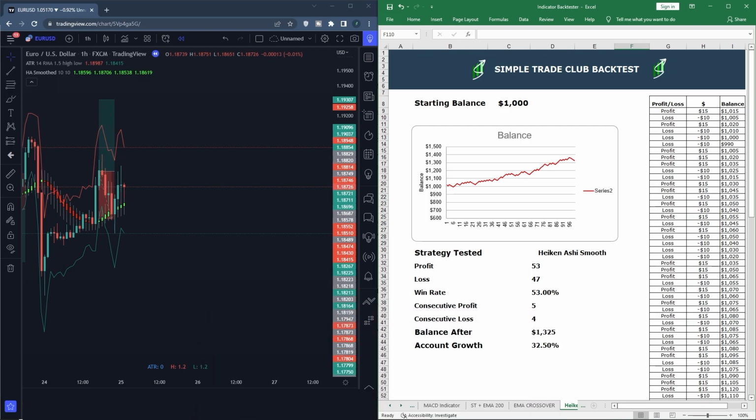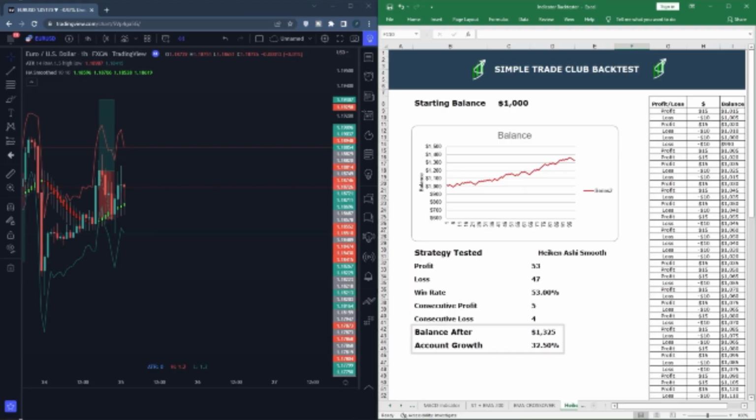Now, we can see the result of the Heiken Ashi smooth candle. The Heiken Ashi smooth candle has 53 profit trades and 47 loss trades. It means on 1 to 1.5 risk to reward ratio, the Heiken Ashi smooth candle has 53% win rate. The consecutive profit is 5 trades in a row, and the consecutive loss is 4 in a row. The account started from $1,000 and ended up at $1,325 with 32.5% account growth.